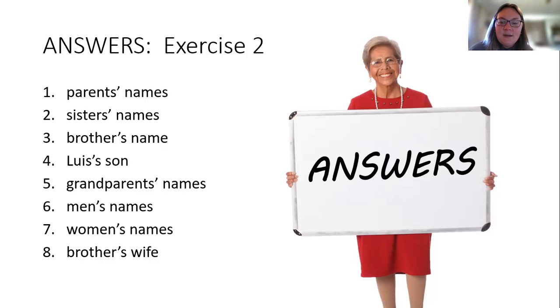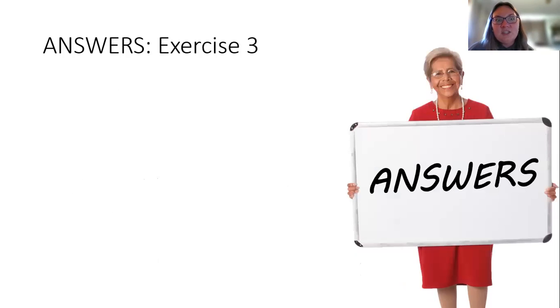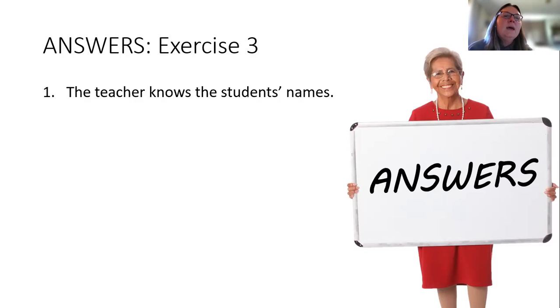Now, let's see how you did on exercise 3. If you didn't do exercise 3 yet, pause the video here, work on your answers, and then press play again. But if you've already done it, let's check. Exercise 3, we need to rewrite the entire sentence to incorporate or use a possession in it. And so here are how your sentences should look. Number 1 is already done. The teacher knows the students' names. The names of the students becomes the students' names.